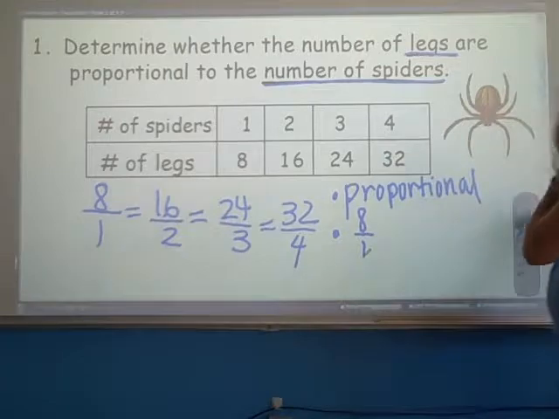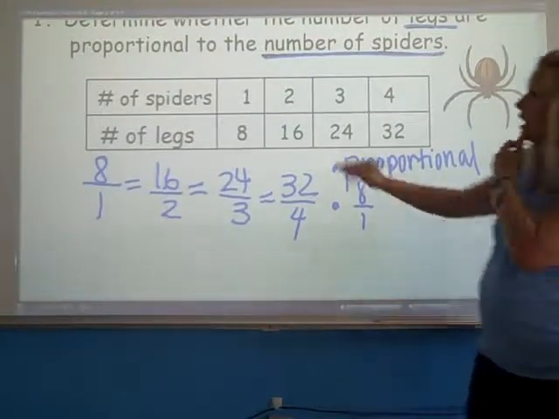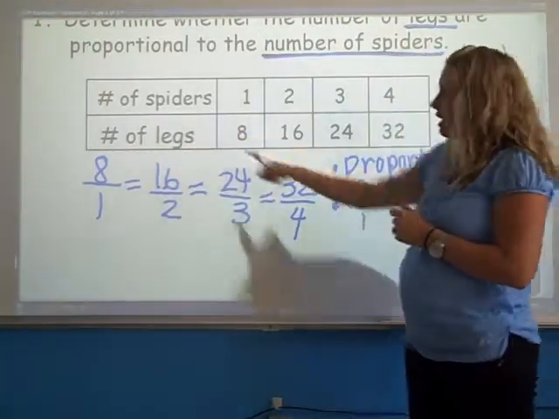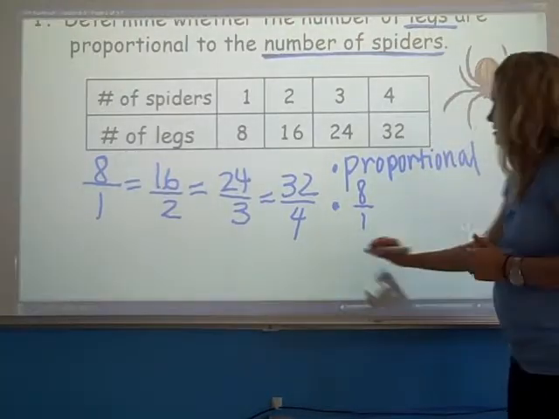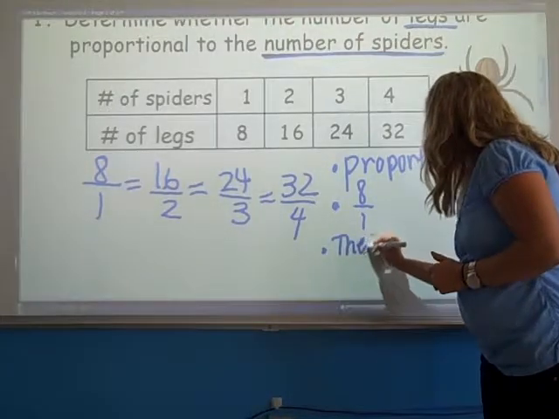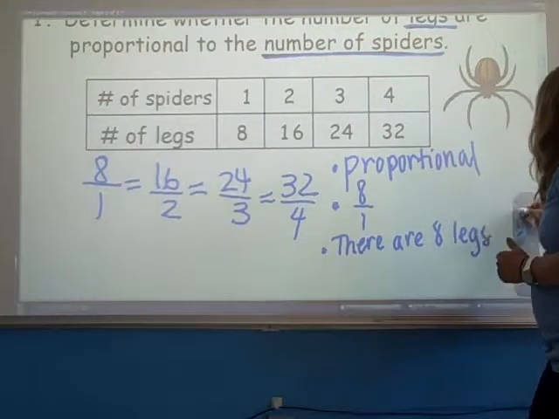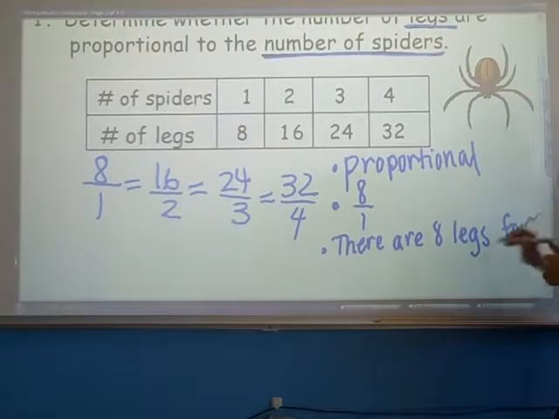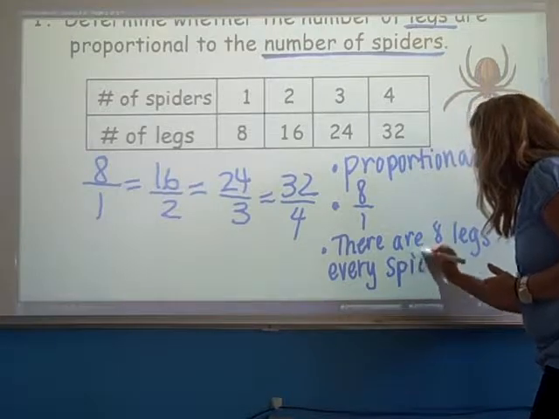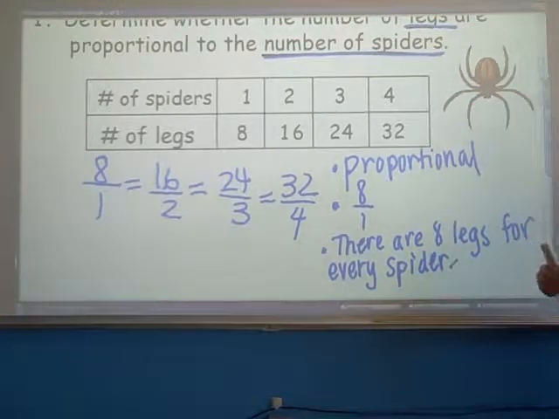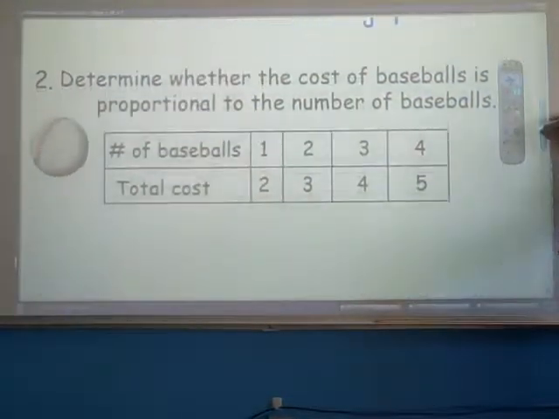And the third answer, it says, explain your reasoning. This means that there are 8 legs, so I'm using my first thing, 8 legs for every spider. So my explanation is that there are 8 legs for every spider. And that's your explanation. Okay, let's try another one, and then you can do one on your own.